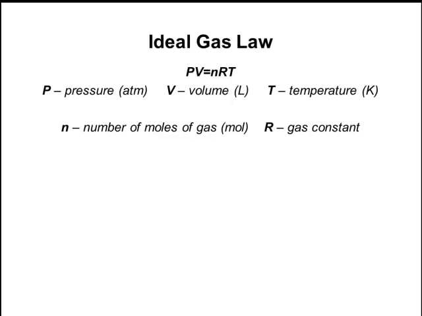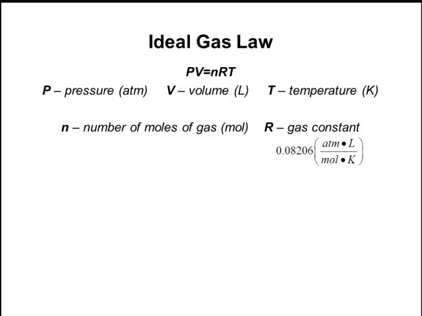Now when looking at this, you have to keep the units correct. Okay, you have to use atmospheres, liters, Kelvin, and mole for the units, otherwise this equation doesn't work. The reason for that is because of the gas constant. The gas constant has a value of 0.08206 atmospheres times liters divided by moles times Kelvin. Okay, so if you don't have the proper units, you're not going to cancel out the appropriate units.